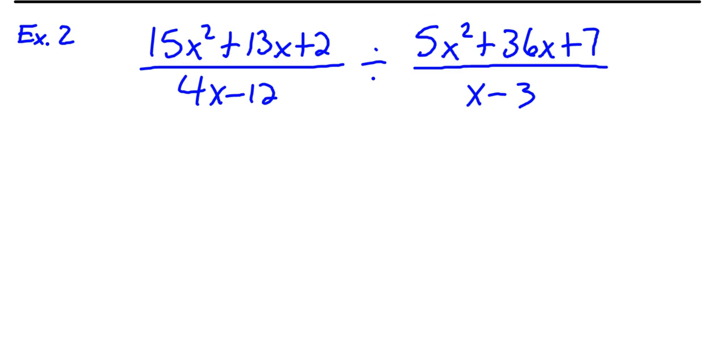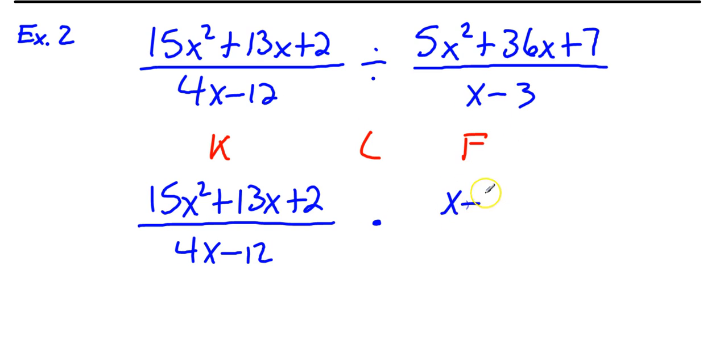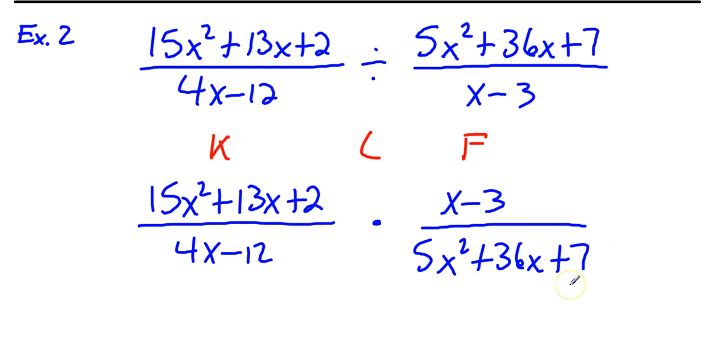Now, again, sometimes people try to do too much at the same time. If you're one of those people, don't do too many things at the same time. Try to keep it pretty simple. But let's go keep, change, flip first. So we've got this part here, just rewriting it. Change the division to multiplication and flip this thing upside down, so the x minus 3 is on top, and then the 5x squared plus 36x plus 7 is on the bottom.